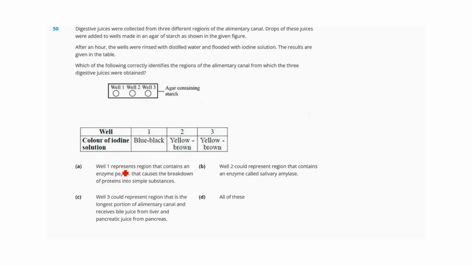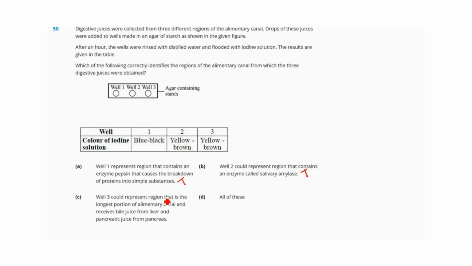Let's see the options. Well 1 represents a region that contains an enzyme pepsin that causes the breakdown of protein into simple substances. Yes, we can see that starch is still present there. So it has the enzyme that breaks down protein. So this is a true statement. Second, well 2 represents a region that contains an enzyme called salivary amylase. This is also true because salivary amylase breaks down starch. So this is also true.